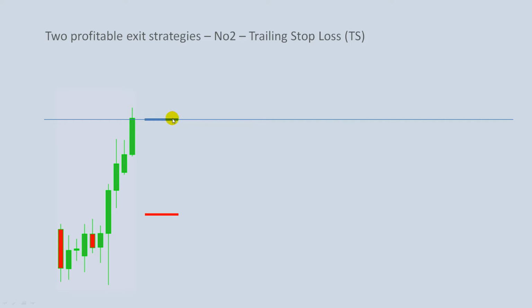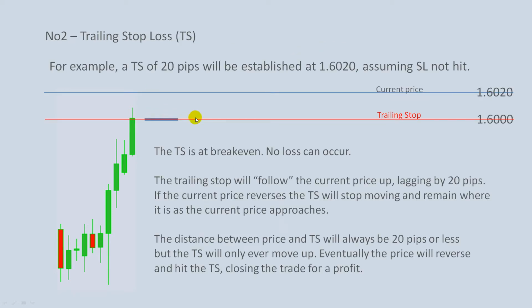We have the entry price, we have the stop loss, and we have the current price because we've just placed this trade, and we have exit strategy number two. It's called a trailing stop loss. Now here's an example. You'll notice here that the current price has actually moved up. It's moved up by 20 pips. You can see that here.